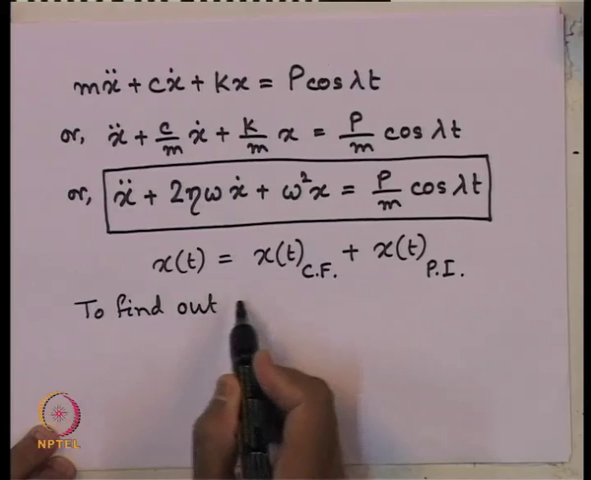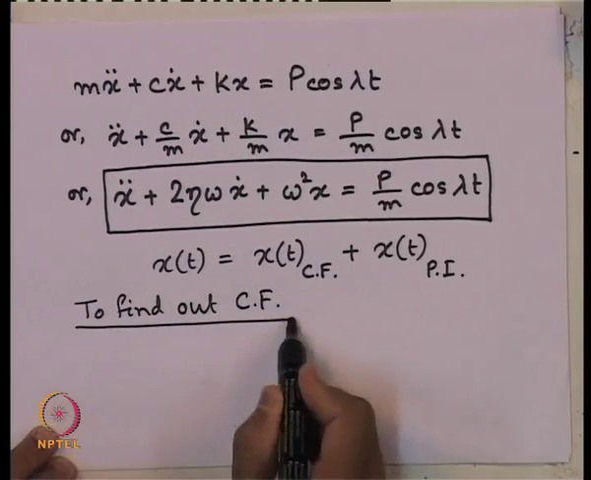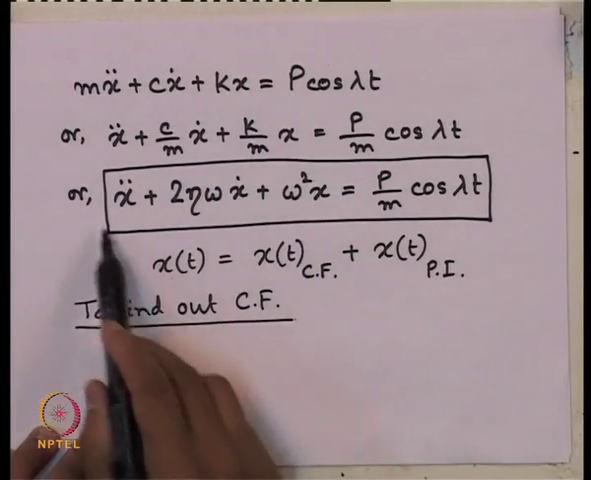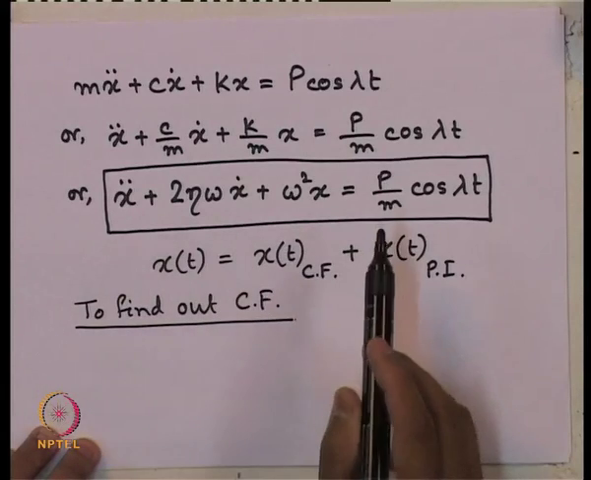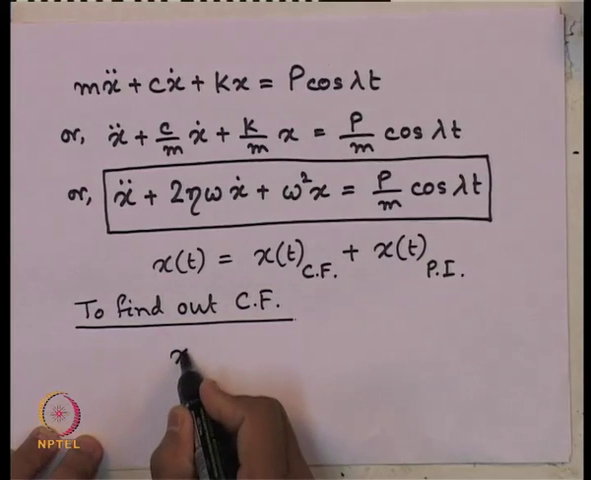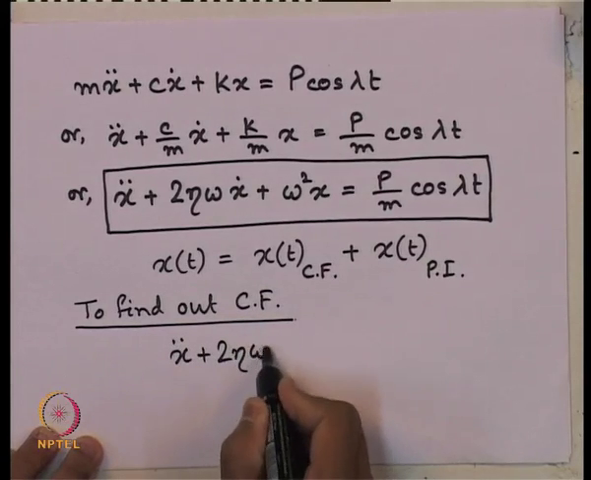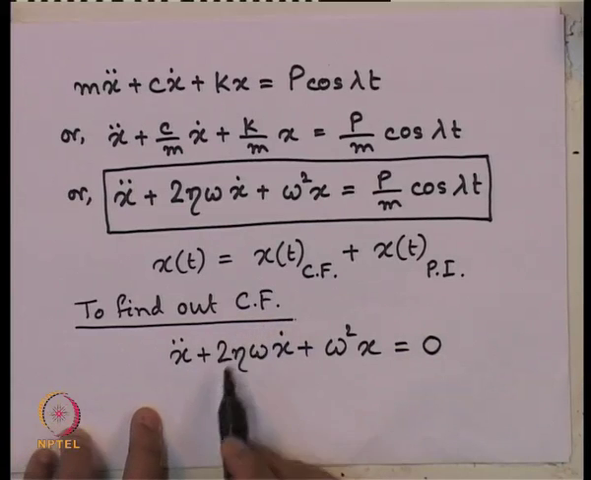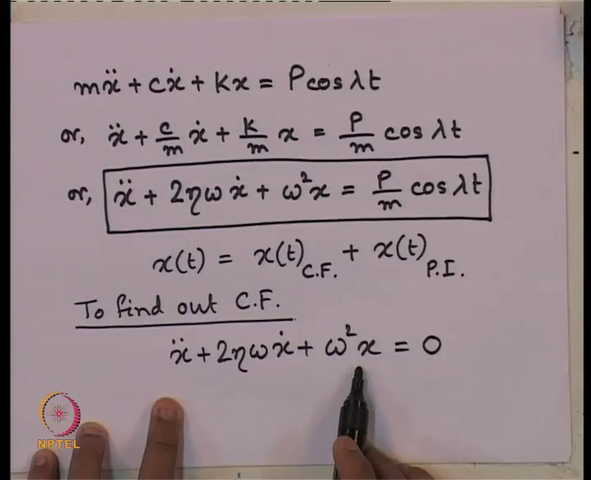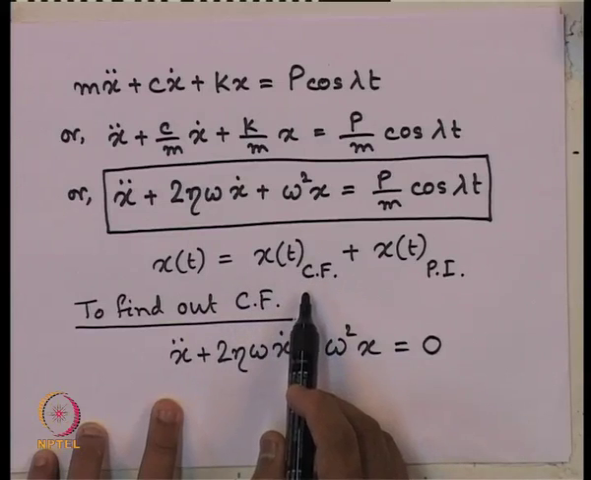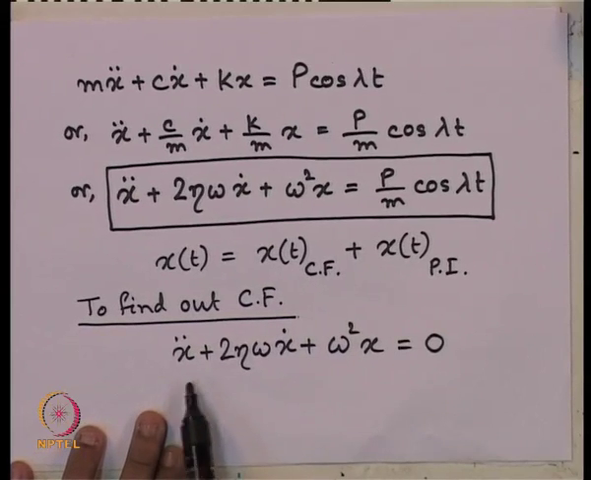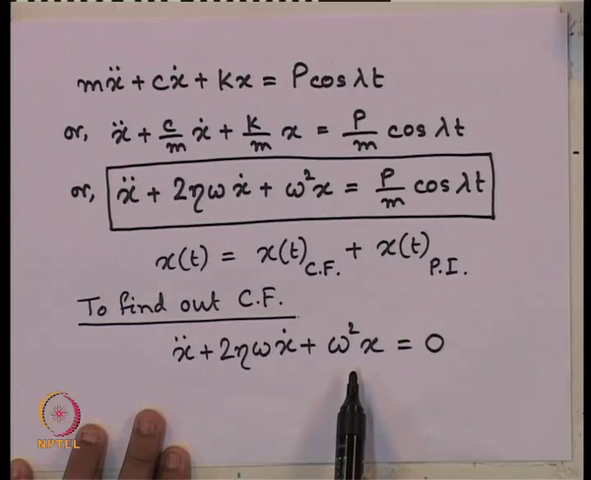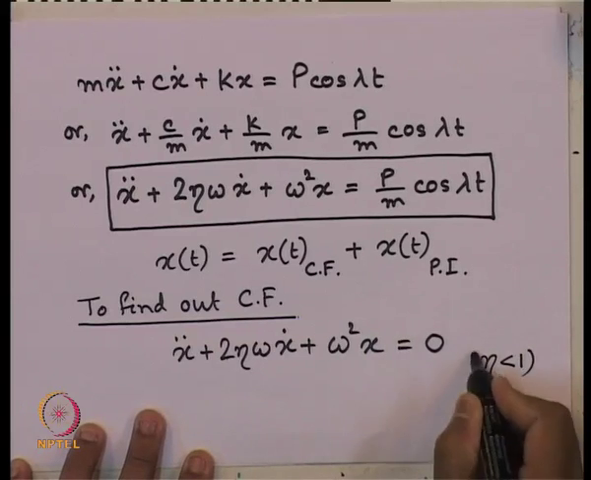To find out the complementary function, what we need to do? This governing differential equation, we have to equate it with 0. That is, we have to write down the equation in the form of this equals 0, and then if we solve this equation, we will get the solution, which is nothing but x of t complementary function, right. So, already we have solved this equation in the case of underdamped free vibration. That is the third case as I have mentioned. So, let us consider our system is underdamped. So, eta is less than 1, I am considering.